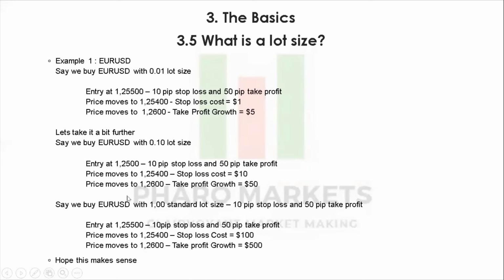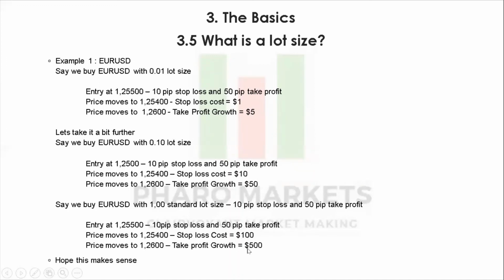Say we buy one standard lot of Euro USD, 10 pip stop loss, 50 pip take profit, and the same entry as above. The stop loss cost will now be $100 and the take profit will be $500. So you see how much money you can actually make. Obviously, if you have a small account, you must start off with a small lot size, grow your account, and work your way up, where you can trade a full lot size up to 10 lots. So for example, if you trade 10 lots, your stop loss will be $1,000 and take profit $5,000. If you trade 100 lots, your stop loss will be $10,000 and your take profit will be $50,000.